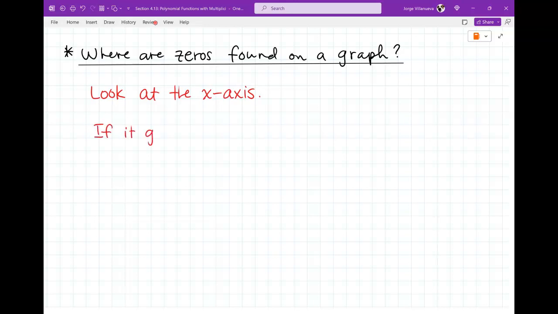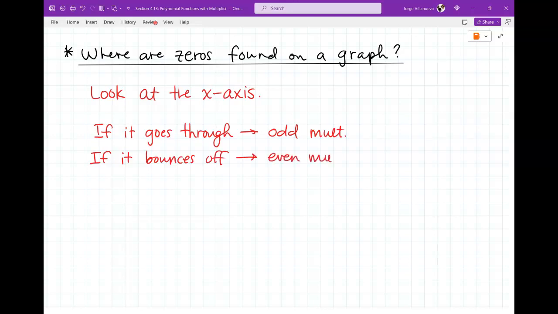If it goes through, then it's odd multiplicity. If it bounces off, then it's even multiplicity. Now you already have this written down, just so you know. You don't have to write it down. All of the stuff I just wrote, I've written down already. But I wanted to revisit it right before we do a graphing problem. Okay? But everything that we just wrote down and read, we've done before.